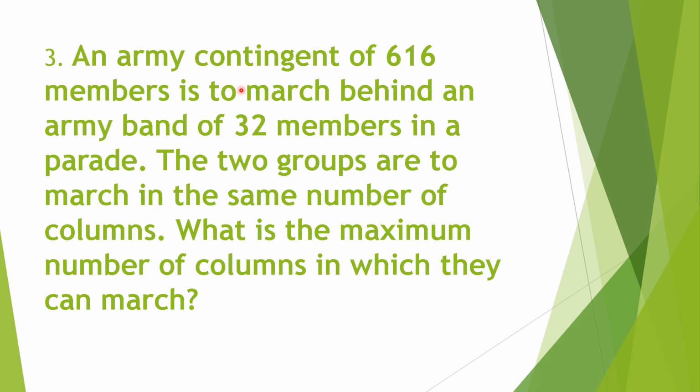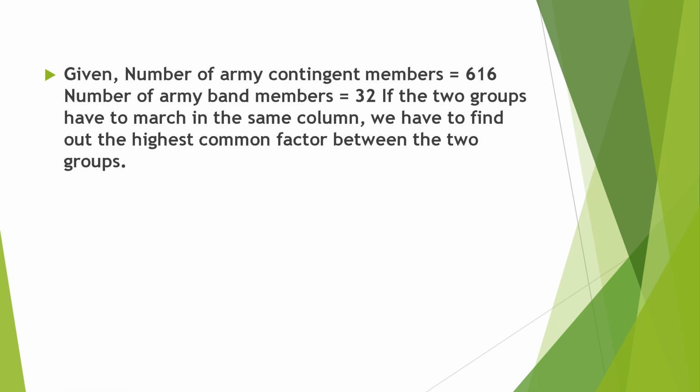An army contingent of 616 members is to march behind an army band of 32 members in a parade. The two groups are to march in the same number of columns. What is the maximum number of columns in which they can march? So here we are given the total number of members, and the band contains how many members. So how to proceed? Given the army contingent members and the number of army band members.